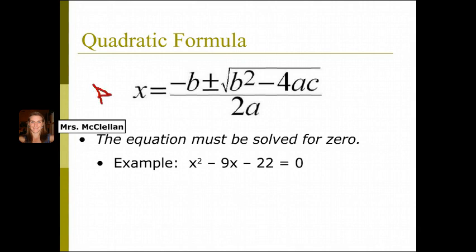The quadratic formula is the only formula that you're going to be given on the SOL that you've learned in algebra that you do not have to memorize. Okay? It is x equals negative b plus or minus the square root of b squared minus 4 times a times c, all over 2a. In order to use the quadratic equation, your equation has to be solved for 0 or y. And an example of what that would look like is listed below. So let's practice on the next slide.